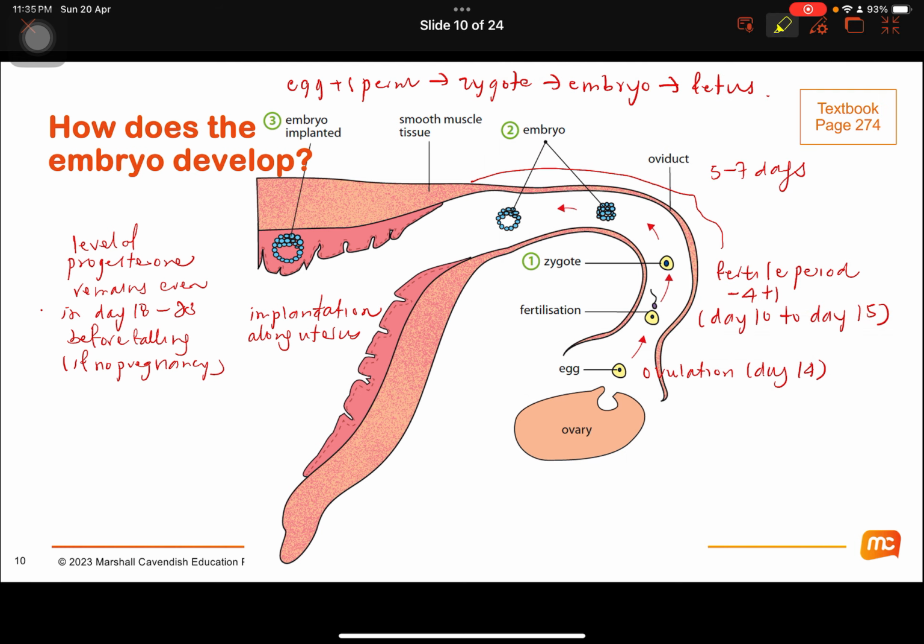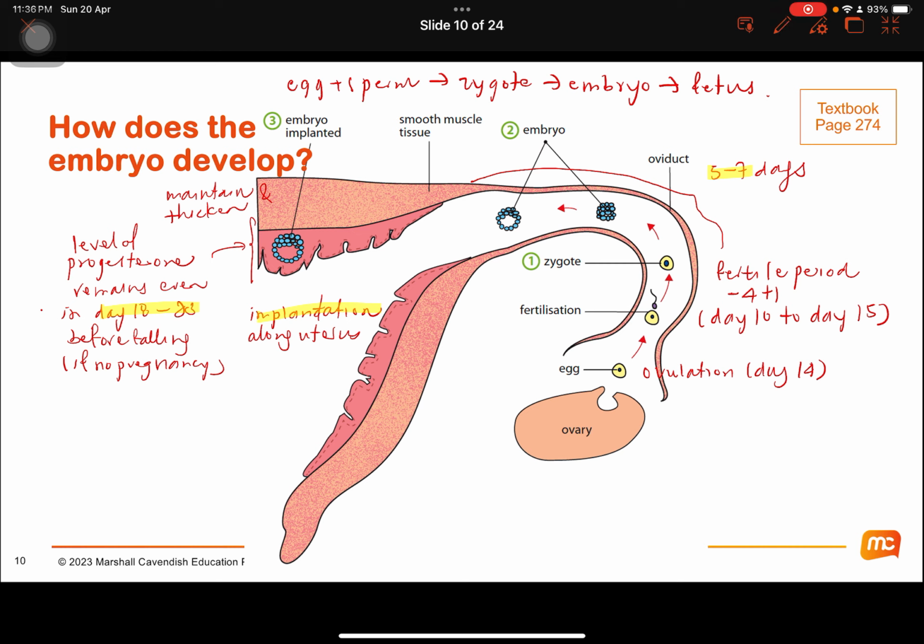So I want you to think, why does the level of progesterone still remain high past the fertile period all the way to day 23? It's because of the number of days that it takes after fertilization for implantation to happen along the uterus. So progesterone still remains high, really to maintain and thicken the uterine lining for possible implantation.